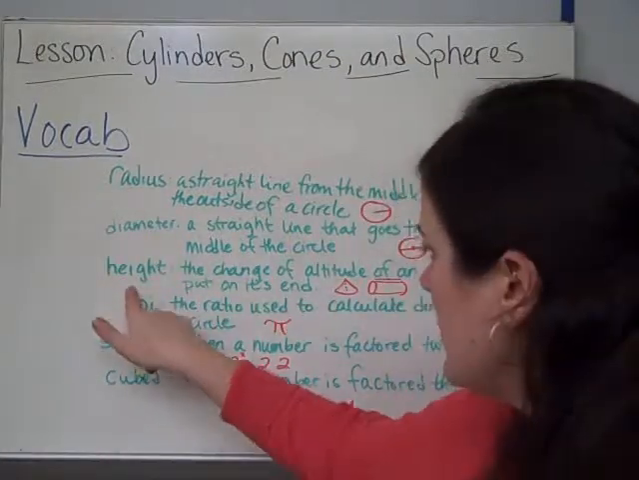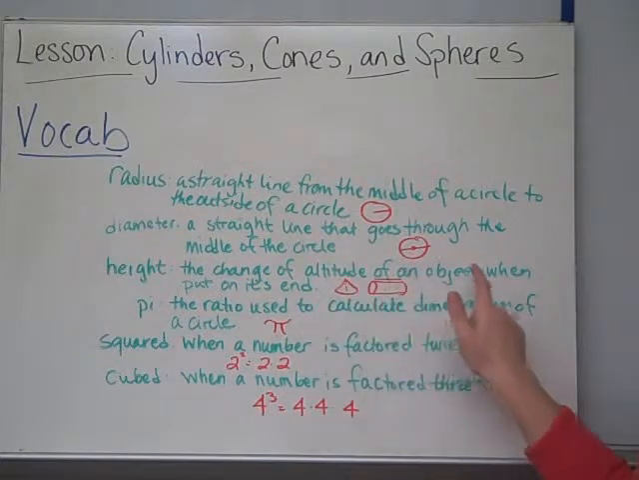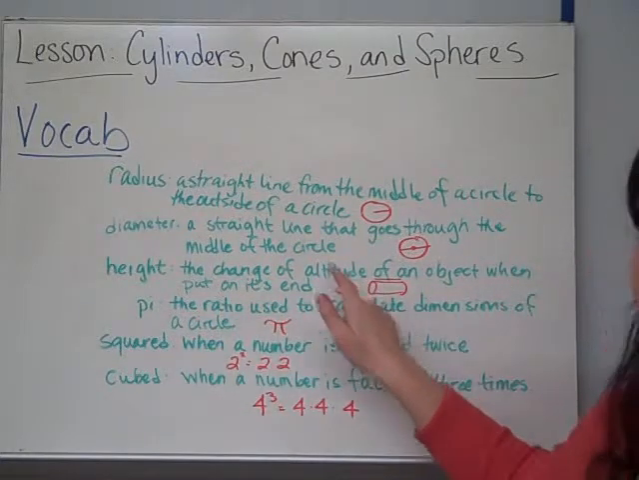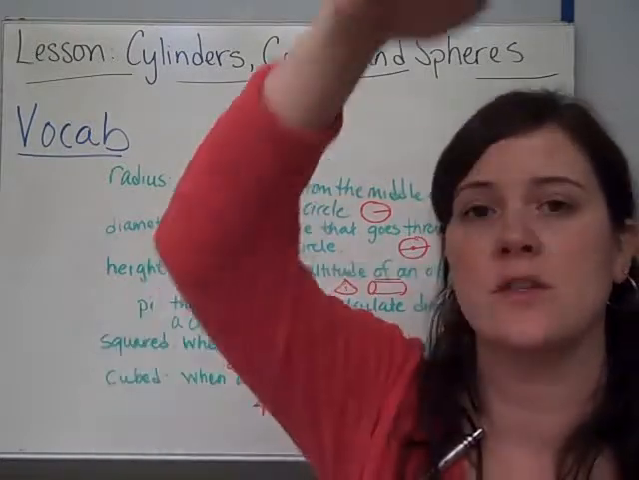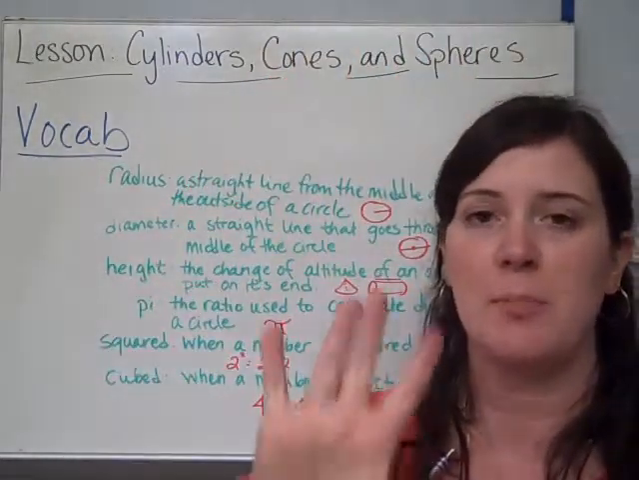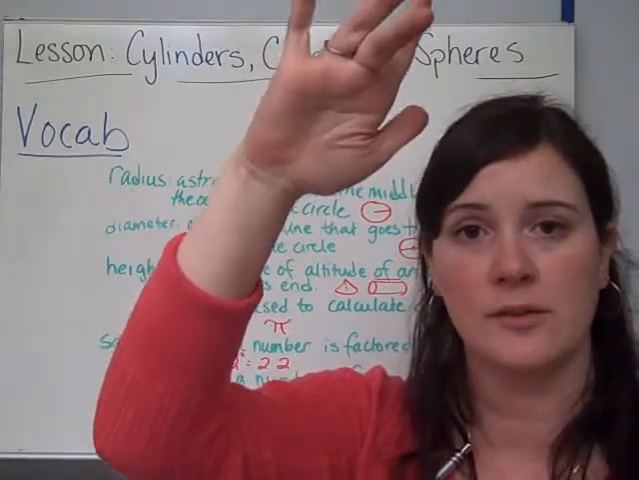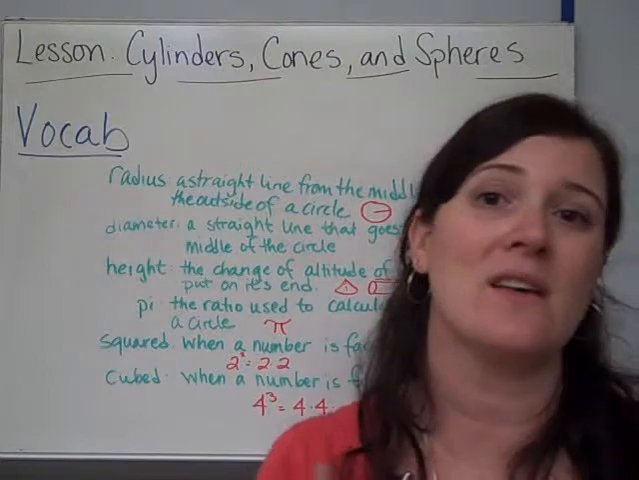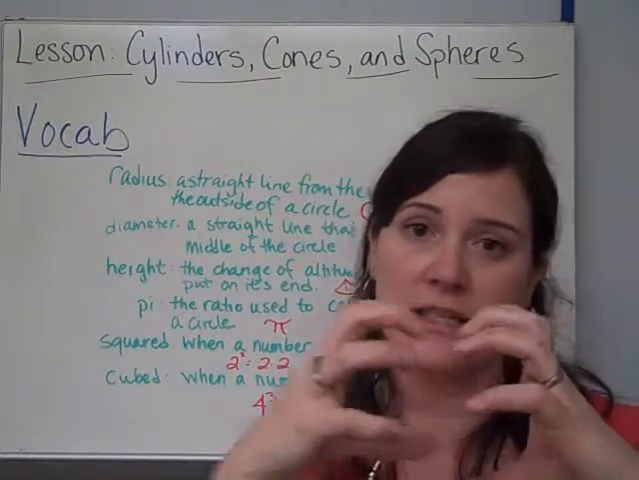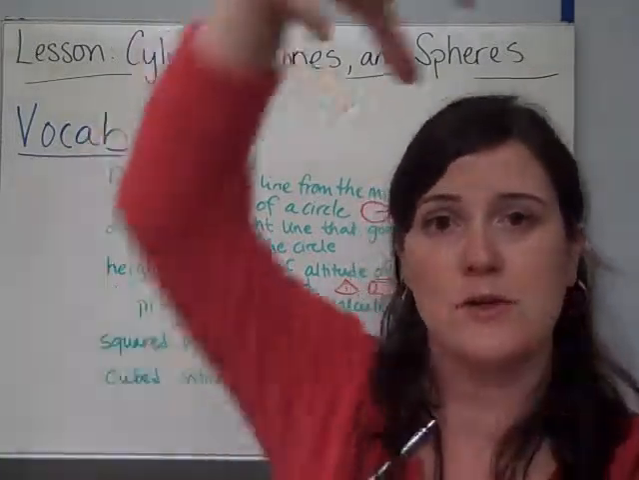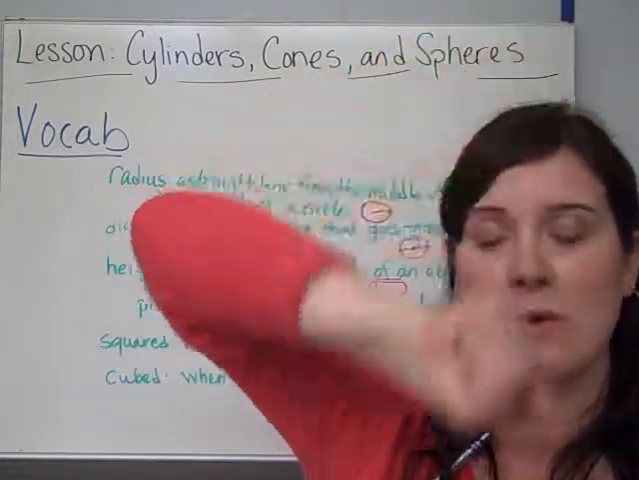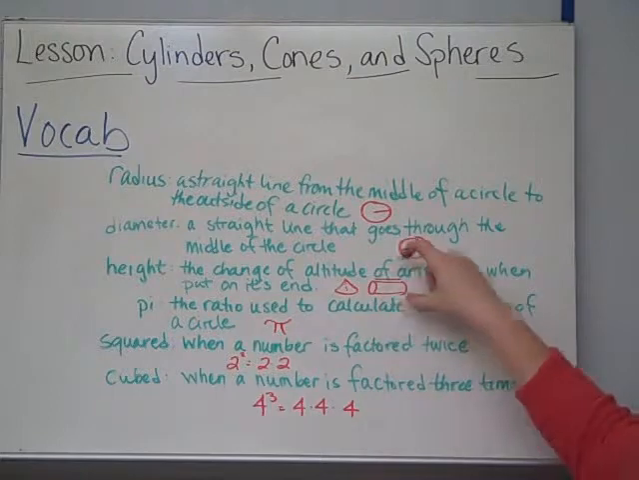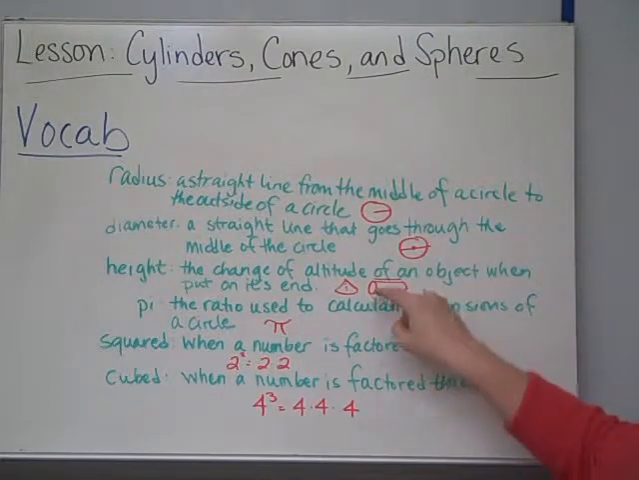Next one is height. Height is the change in altitude of an object when it's put on its end. So I drew a little itty bitty cone here, and if we think of a cone as going up, the height is from the base to the very top point. Now on this object, I've turned it sideways, but don't get confused. The height is still the distance that goes out. So if you turn it up like this, the height would be going up and down like this. So this edge right here is the height, because if we turn it back, that would be the altitude change.